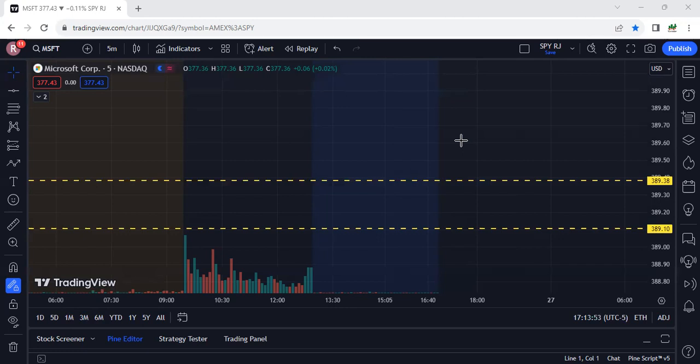What time frame would you look for a retest? Great question. The time frame you want to look for a retest is the 5 minute. That's the one I suggest. That's the one I use. The 5 minute. Now that's when you're day trading.